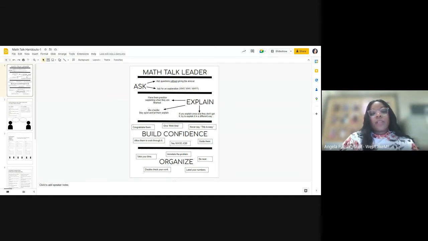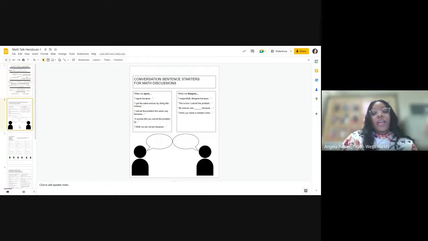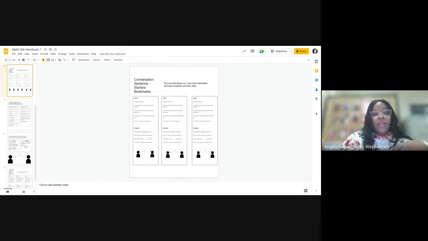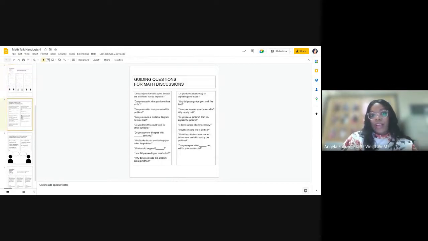This one is typically when I have a student leading a group. So if I have a leader, giving them this guideline so they can know how to lead a group in a discussion. Here are some more conversation sentence starters that are a little bit longer. These are the bookmark versions, so you can actually print these out, cut them out, and have the kids use them daily. And then guiding questions for math.